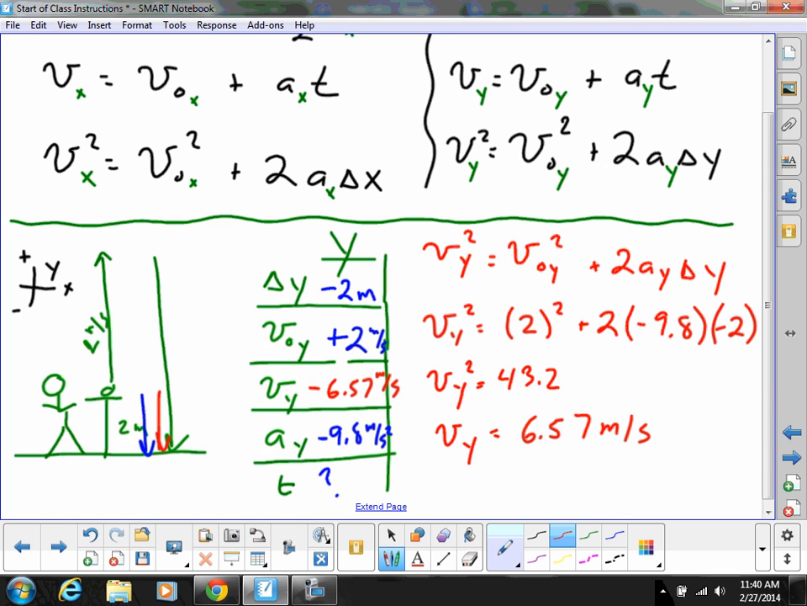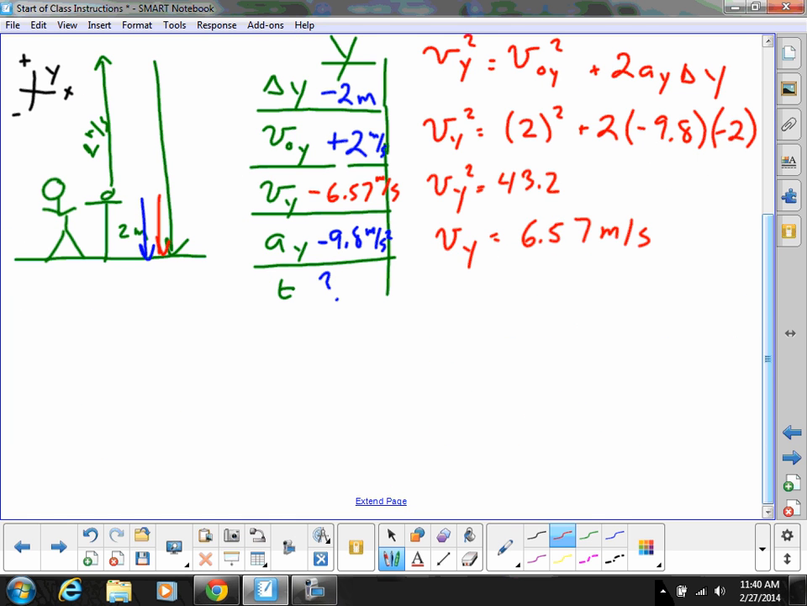As far as the time that it takes, we know that the final velocity now is negative 6.57 meters per second. The initial was 2 meters per second, and it's negative 9.8 meters per second squared times time. And so let's see here. Negative 6.57 minus 2 divided by negative 9.8. And the time is 0.87 seconds. Yeah. So this really doesn't take very long.